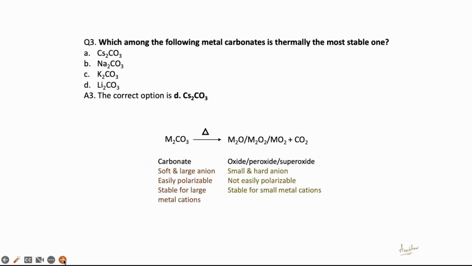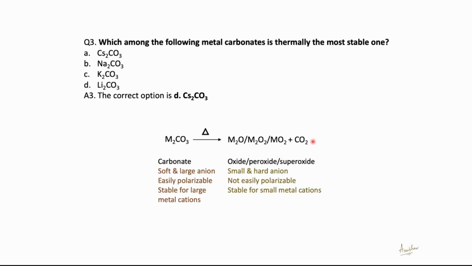Which among the following metal carbonates is thermally the most stable one? Cs2CO3, Na2CO3, K2CO3, or Li2CO3. Four options are given, but the correct option is cesium carbonate, Cs2CO3. To explain the fact, we have this popular equation: M2CO3, the common alkali metal carbonate where M is the alkali metal. Whenever it is put to heat, the delta notation is used to denote the heat. It will produce either M2O, that is oxide, or M2O2, that is peroxide, or MO2, that is superoxide, and CO2 will be eliminated.